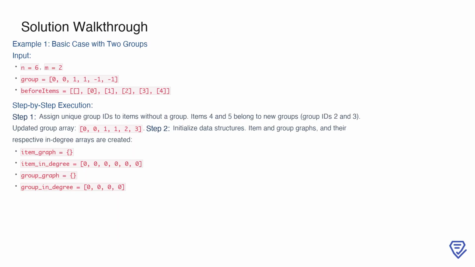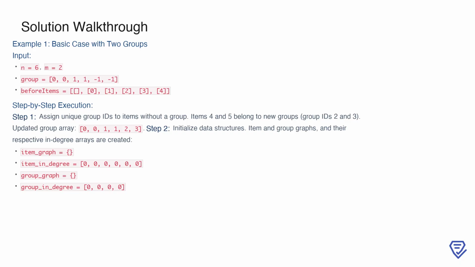Here, we start with a basic example where we have 6 items divided into 2 groups. The group array indicates that items 0 and 1 belong to group 0, items 2 and 3 belong to group 1, while items 4 and 5 do not belong to any group, represented by -1. The before items array specifies dependencies where, for instance, item 1 depends on item 0, item 2 depends on item 1, and so on. In the first step, we assign unique group IDs to items without a group, so items 4 and 5 are placed in newly created groups with IDs 2 and 3 respectively. This updates the group array to 0, 0, 1, 1, 2, 3.